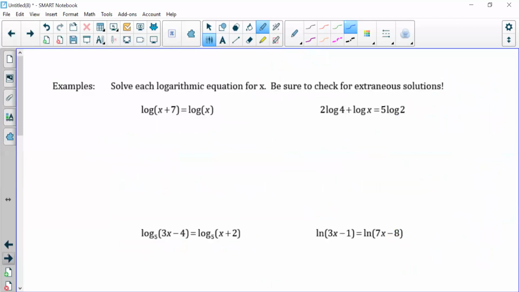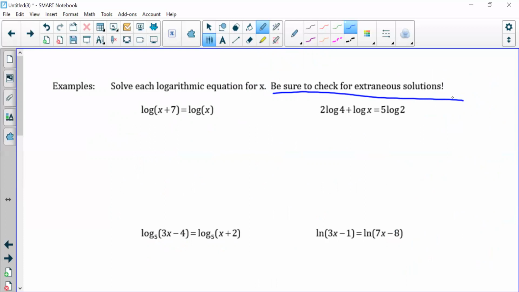All right, flipping the page over. Now that we know our steps, let's actually practice a couple. So solve each logarithmic equation for x. Be sure to check for extraneous solutions. That's the checking. Make sure that your solutions work.